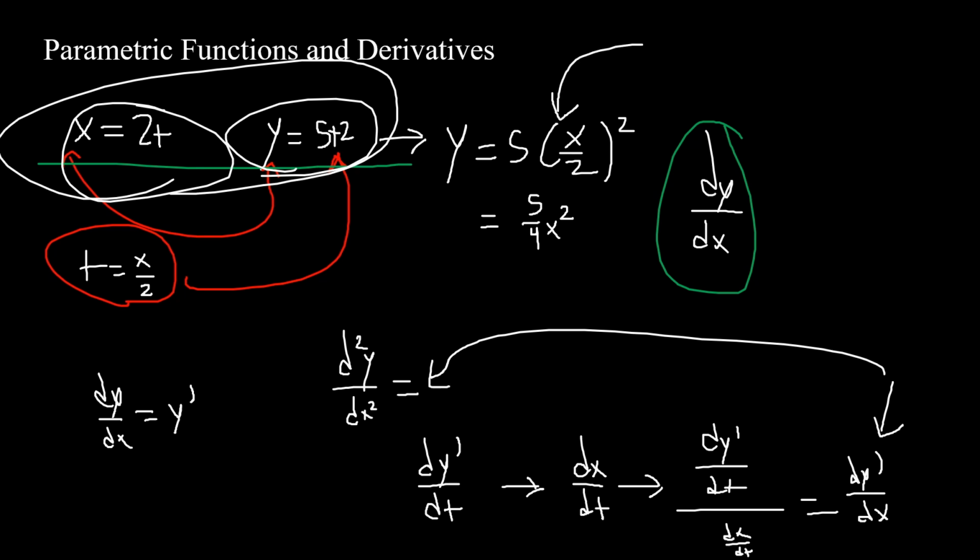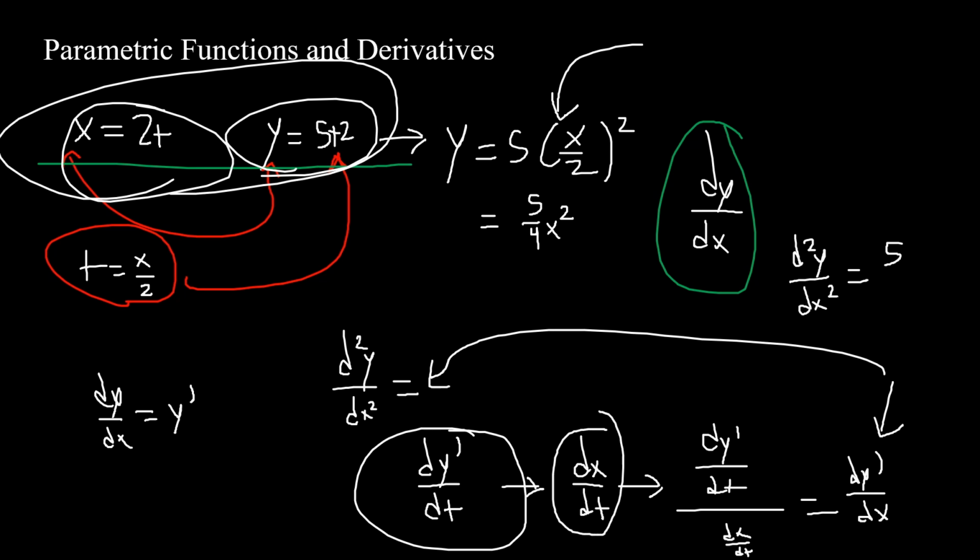In the previous example, d squared y over dx squared, or the second derivative, would have just been dy prime over dt, which from the previous equation is 5, whereas dx over dt, once again, is just 2. So we see that this is the second derivative of the example.